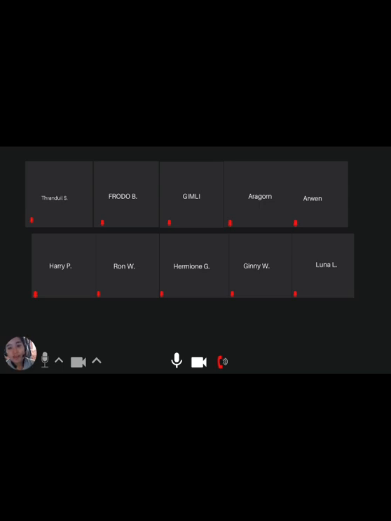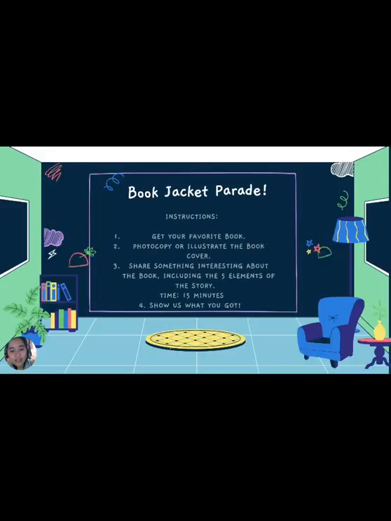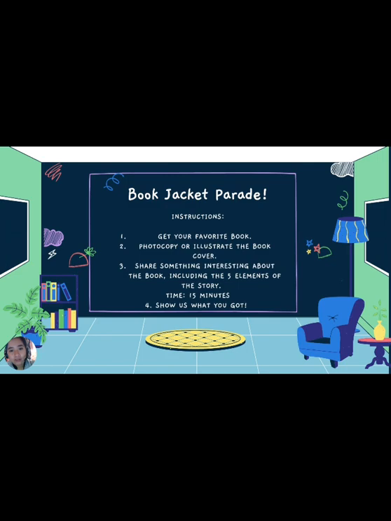Okay, so now that we're done with our discussion about the five elements of the story, we will proceed to our activity just to make sure that you will be able to apply what you've learned today. So, our activity is called Book Jacket Parade. The instructions here are, number one, to get your favorite book. Number two, to either photocopy or illustrate the book cover. So you're given two choices.